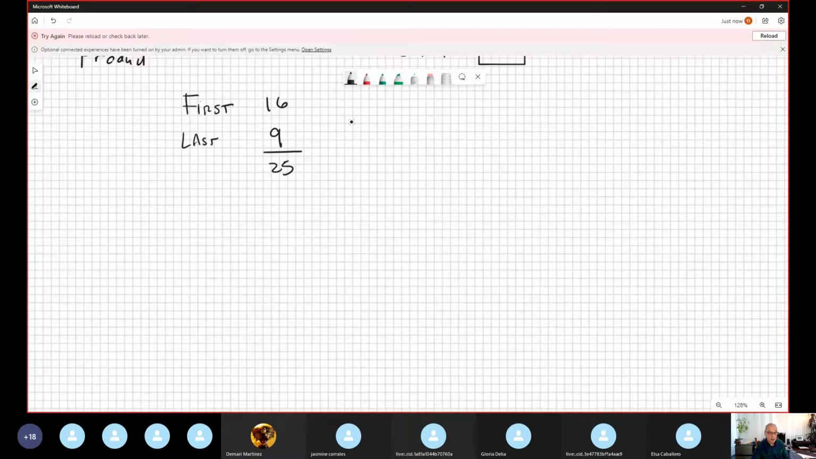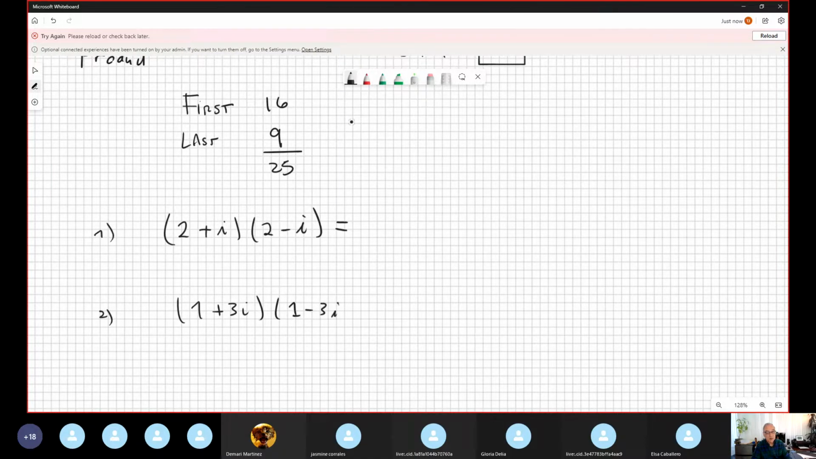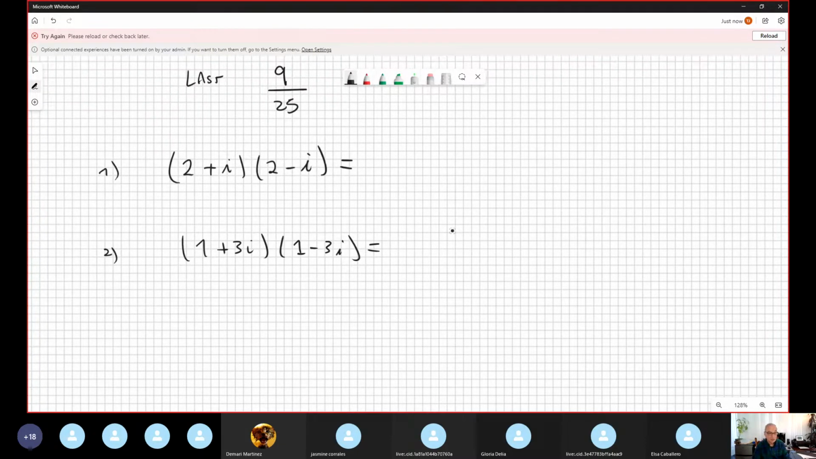I need help. Suppose you multiply 2 plus i and 2 minus i. Another example is 1 plus 3i times 1 minus 3i. You are aware that this is special, because it's the multiplication of two complex numbers that are conjugates. The only thing you should do is multiply first and last. One more example: 1 plus i times 1 minus i.